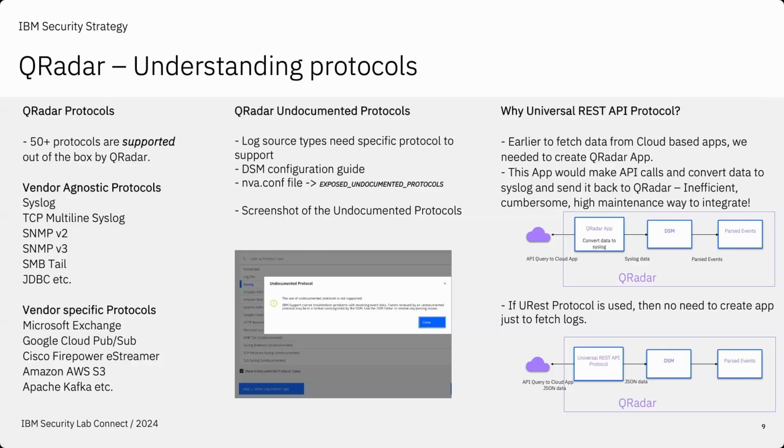In the second column, you may see something mentioned as undocumented protocols. So let's take an example of a security solution. Let's call it XYZ. You may be able to send data from XYZ solution to QRadar using syslog or say any other protocol. Now, IBM QRadar would give you multiple options to fetch data from your security solution, which is XYZ, using different protocols. But if those protocols are not tested, then it is explicitly mentioned as undocumented protocol. You will see this term whenever you are configuring the new log sources.